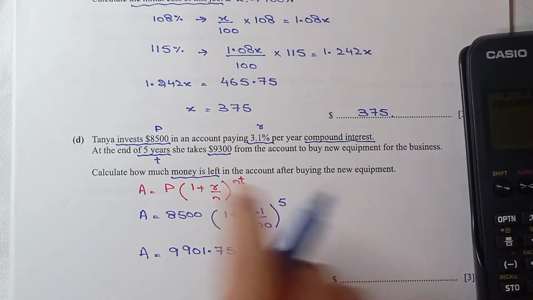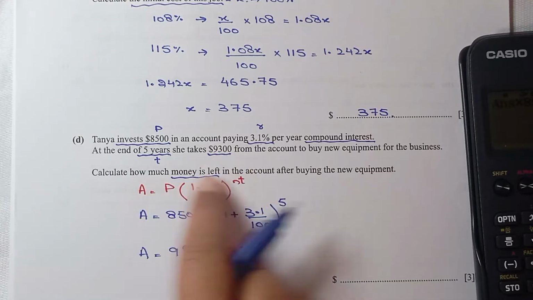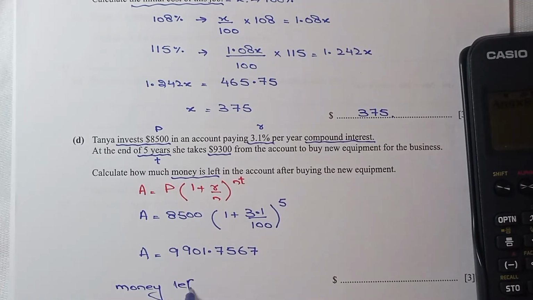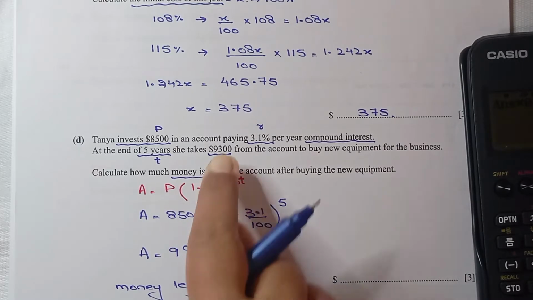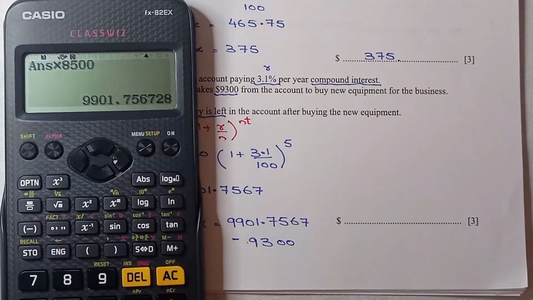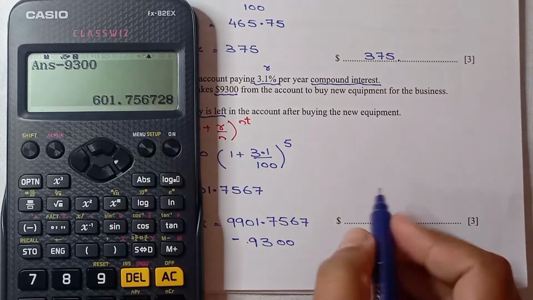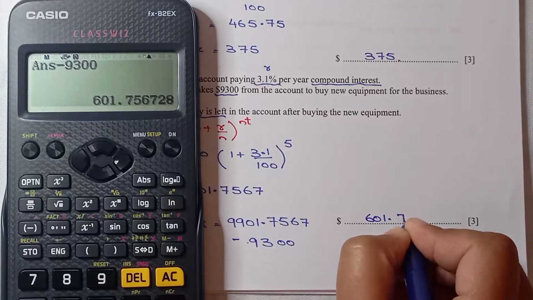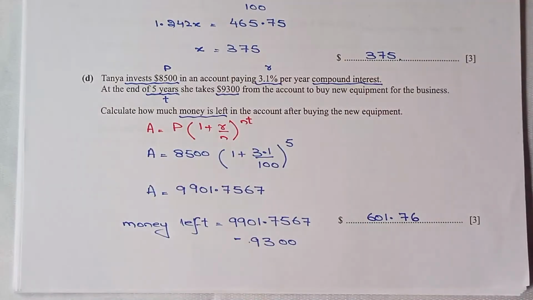9,901.7567. Okay, and she takes 9,300. So we need to find the money left. The money left would be 9,901.7567 subtract 9,300, because this is the price of the new equipment. Okay, so subtracting 9,300 would be 601.756, or we can say $601.76. This would be the money left after buying the new equipment.